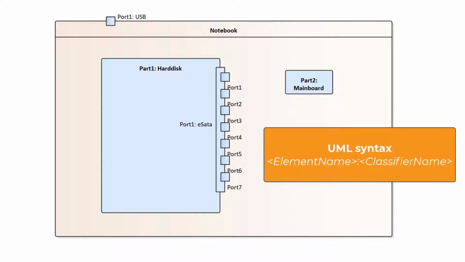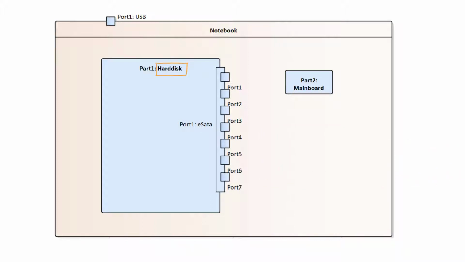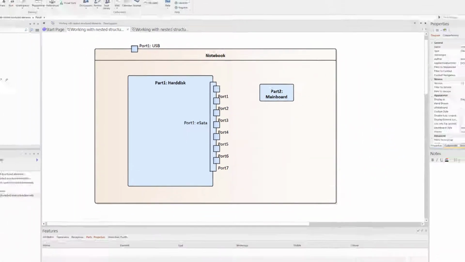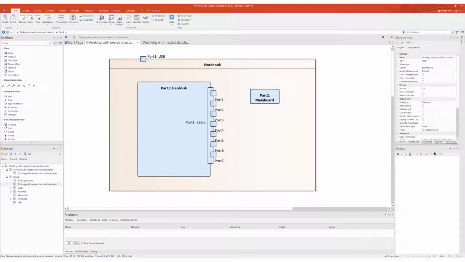For example, in a class notebook, the hard disk was inserted as a property. The hard disk has an eSATA port with type eSATA. Since the class contains hard disk structured elements, we can make them visible as well. In this tutorial, I will show you how to create such a nested structure and visualize nesting at any depth in the diagram. Let's go through the process of creating structured elements step by step.